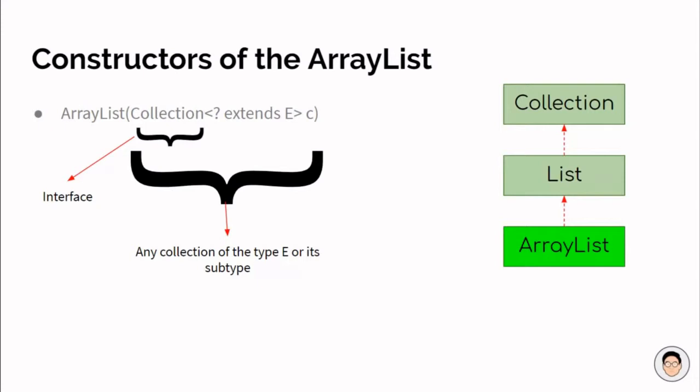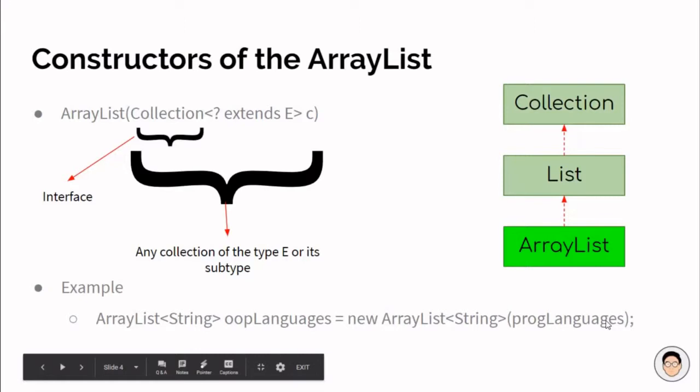This means using this constructor, we can create an ArrayList with any existing collection of elements. One thing that we have to consider is this E and the type of the ArrayList must match. For example, here we have created an ArrayList of strings for object-oriented languages. Programming languages must be of type String or its subtypes, meaning something that inherits String.